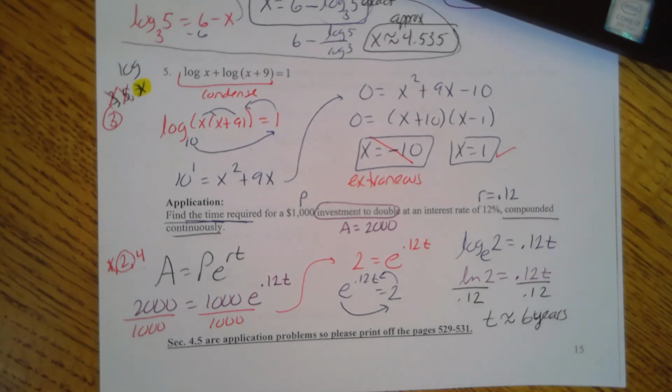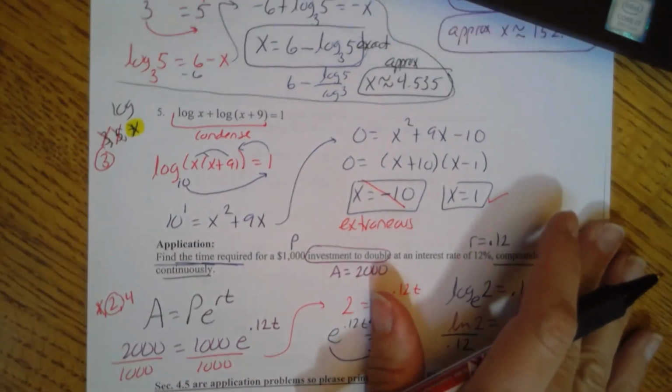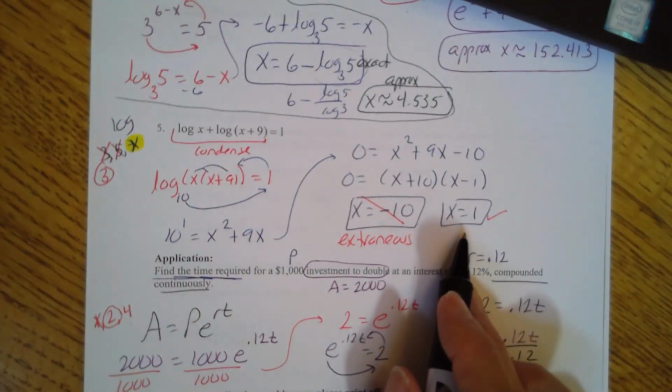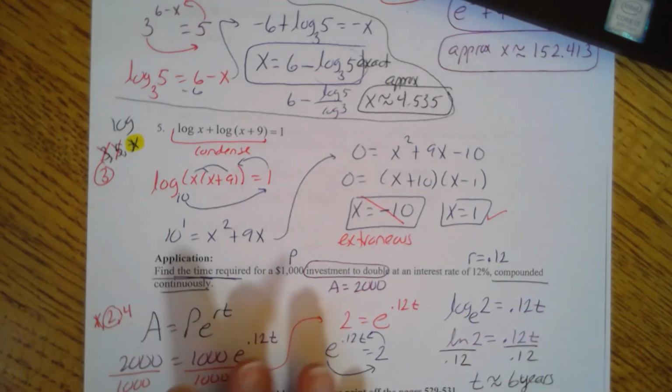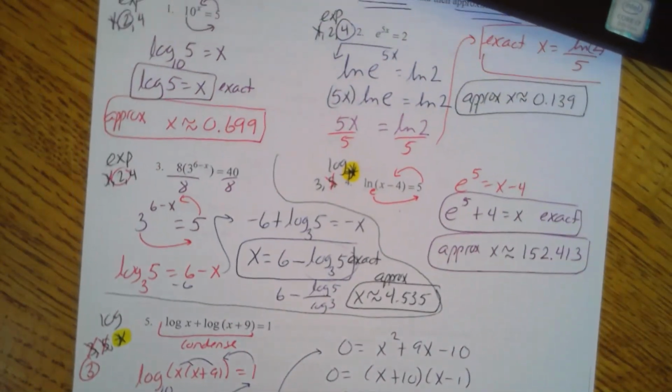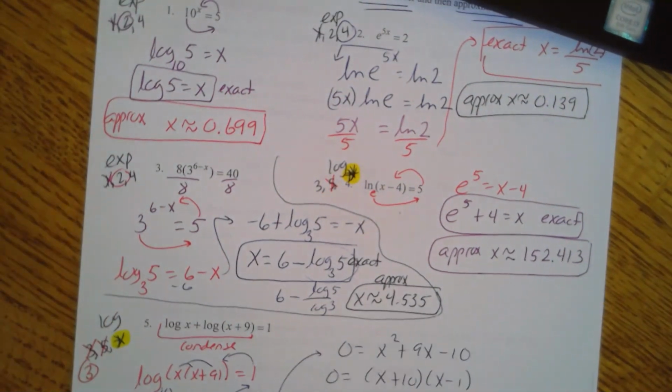So that is it for the second part. Again, know what it means to be an exact answer compared to an approximated one. On number 5, we only had an exact answer because x equaled 1, so there was no reason to approximate. But on all the other ones, we needed to get the x by itself and leave it as an exact answer. And then we plugged it into our calculator to find the approximated.